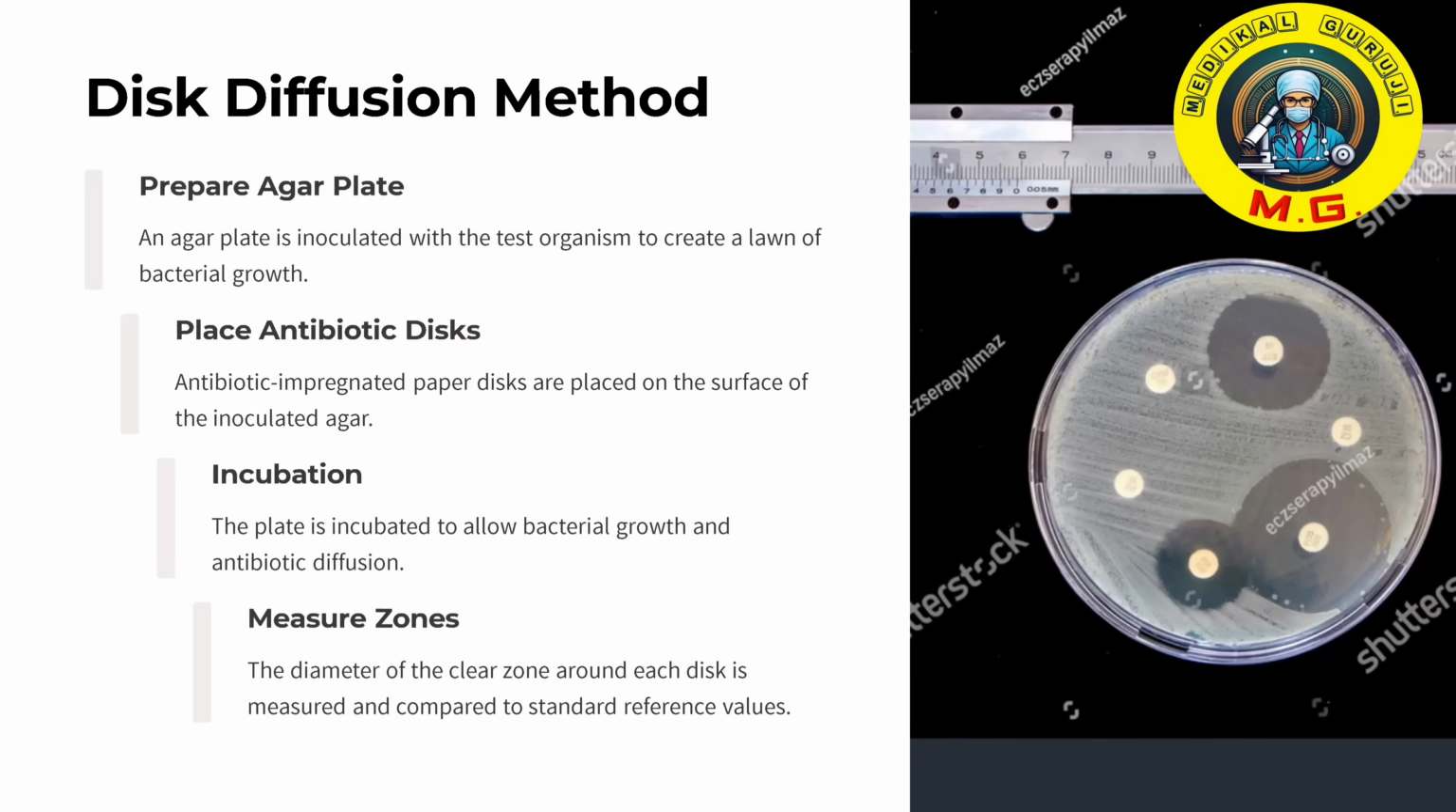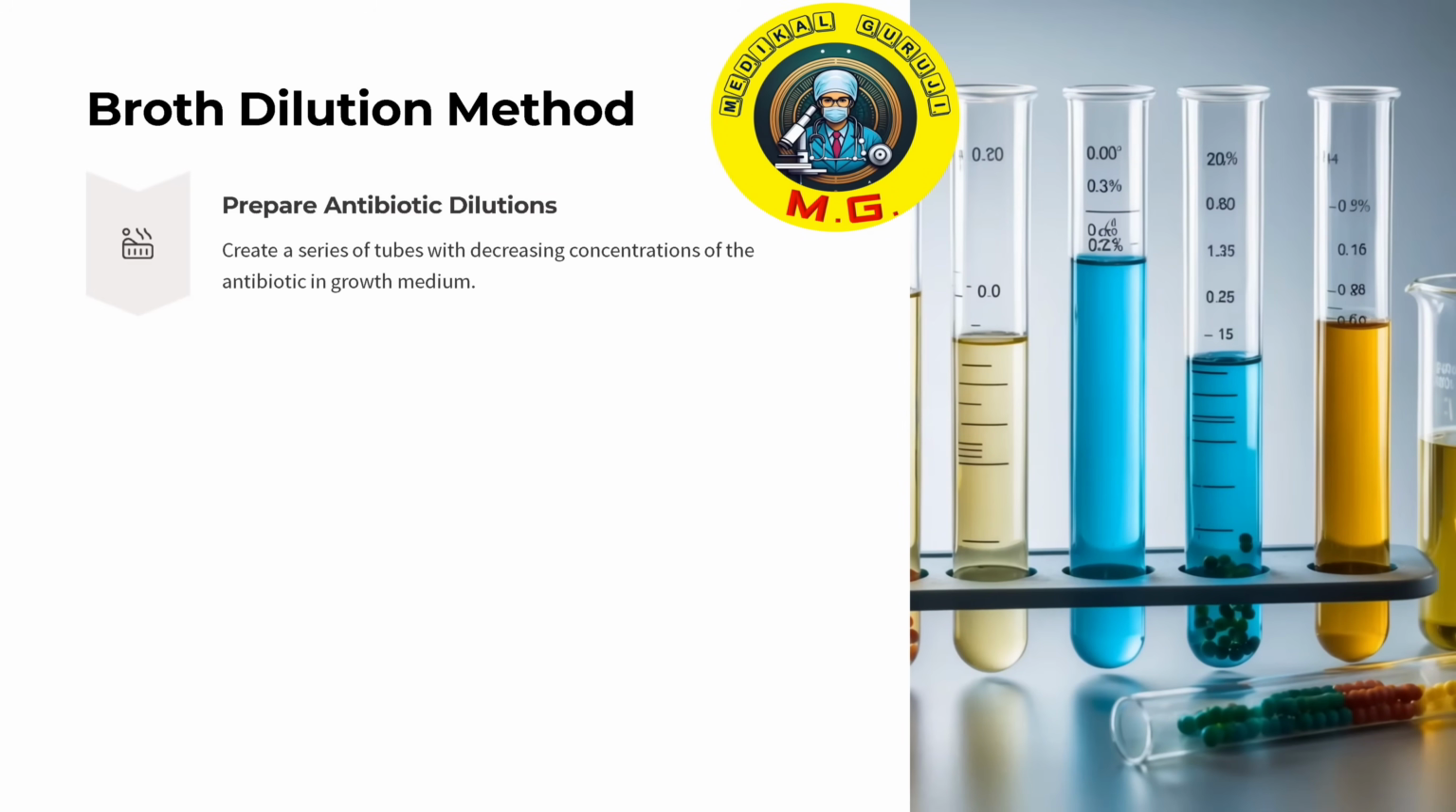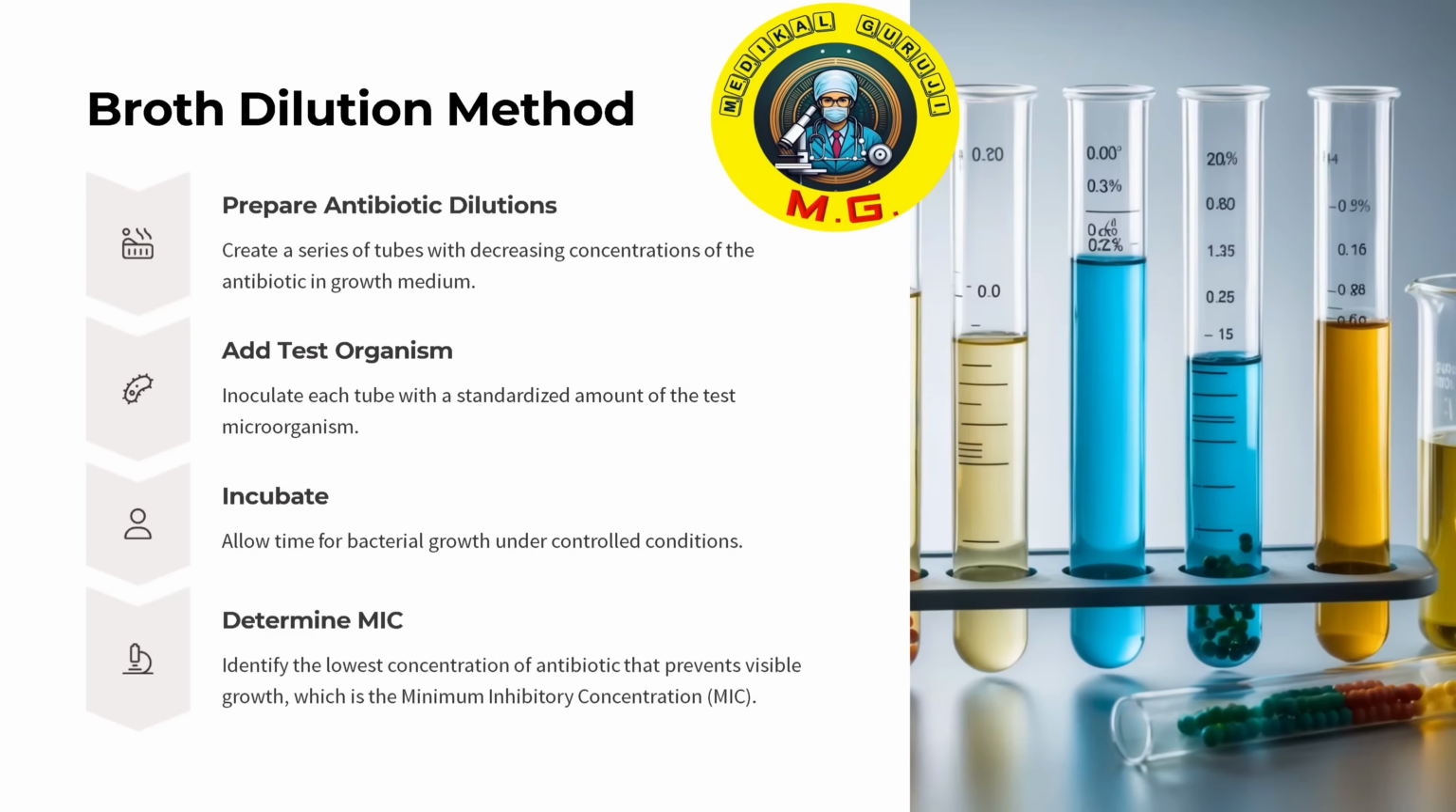Second is the broth dilution method. This method involves diluting the antibiotic in a liquid growth medium and adding the test organism into that. The minimum inhibitory concentration is determined by finding the lowest concentration of the antibiotic that prevents visible growth of the microorganism. Third one is the E-test method.